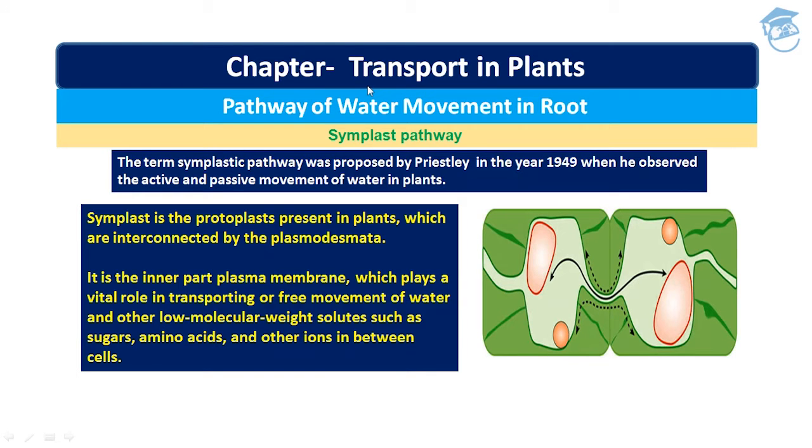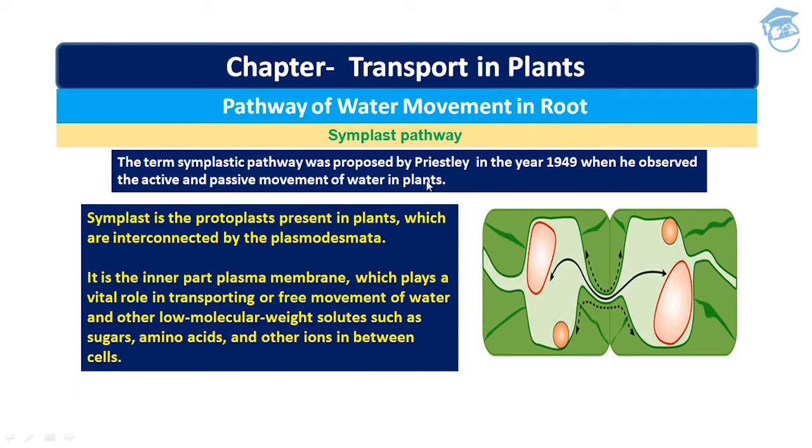Now we'll talk about each of the pathways in detail. First is the symplast pathway. The term symplastic pathway was proposed by Presley in the year 1949, when he observed active and passive movement of water in plants. I'll be teaching you about the mechanism of water absorption, that is active and passive absorption, in my next section of the presentation. But for the time being, just know that Presley was a scientist who gave the term symplastic pathway when he observed active and passive movement of water in plants.